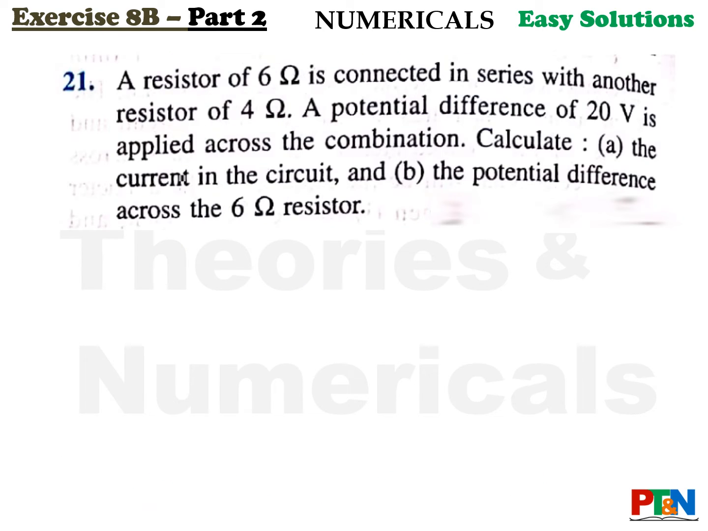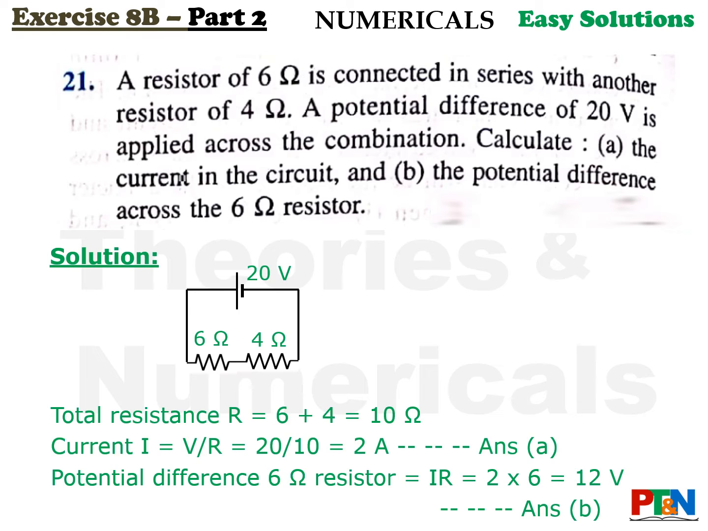Next one, number 21. A resistor of 6 ohm is connected in series with another 4 ohm. Potential difference of 20 volt is applied across the combination. Calculate the current in the circuit and potential difference across 6 ohm resistor. Let's look at the solution.